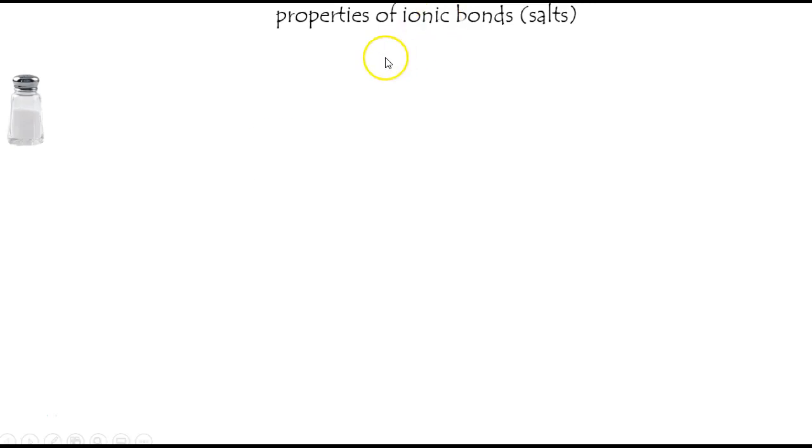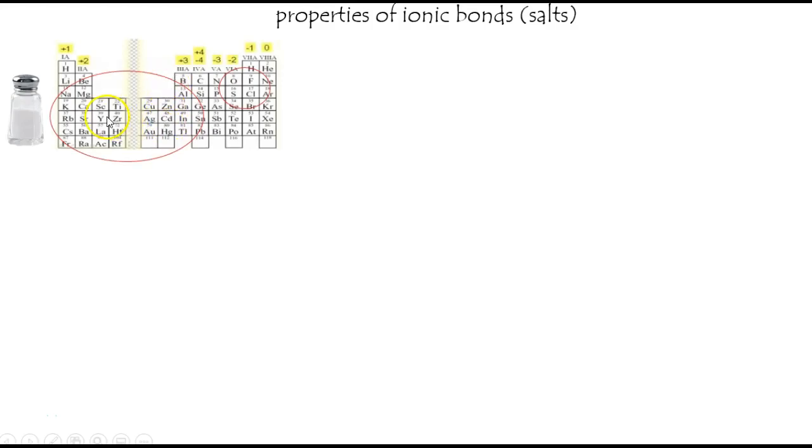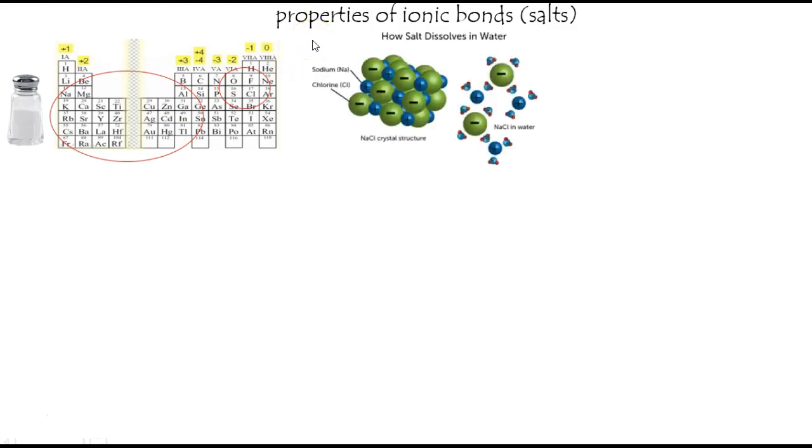Hey, let's have a look at the properties of ionic bonds, sometimes simply known as salts. These are those substances that involve a metal bonded to a nonmetal. The metal loses electrons, the nonmetal gains electrons, rendering this positive, this negative, and then there's an electrostatic attraction between the two, forming a continuous lattice.